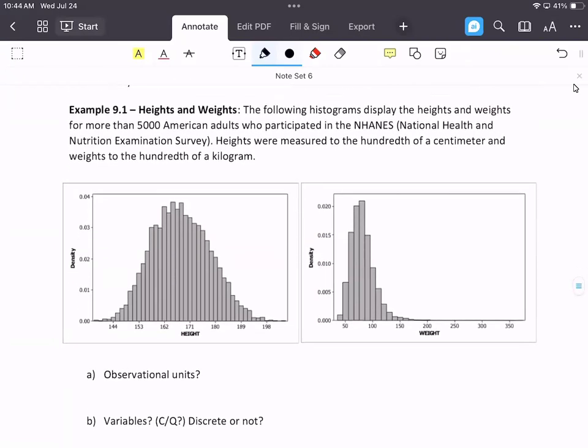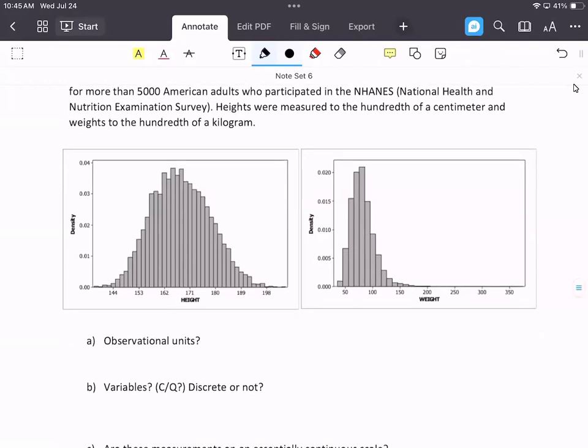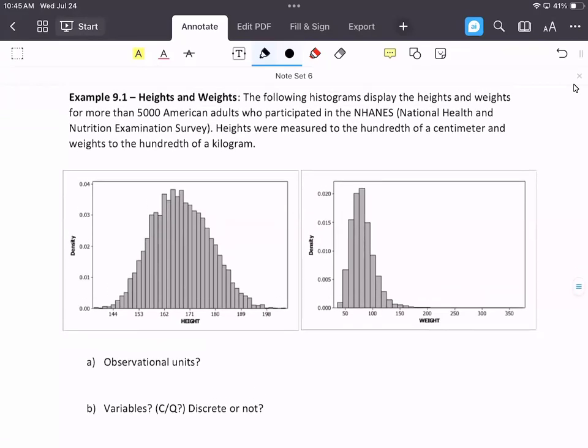Please pause the video and read example 9.1. So 9.1 is talking about heights and weights of American adults who participated in this survey. Now, what are the observational units? This is a bit of a review too, just to keep the terminology fresh for us. Observational unit is each what? And hopefully you think, well, it's each American adult, because that's who we're recording information on. The variables, what's varying, are height and weight.